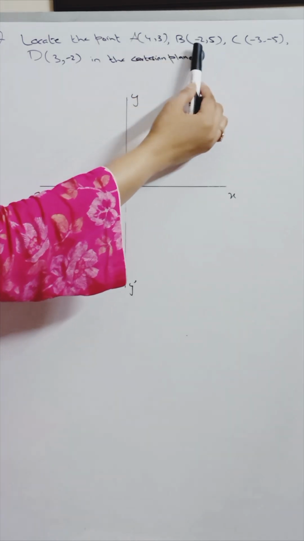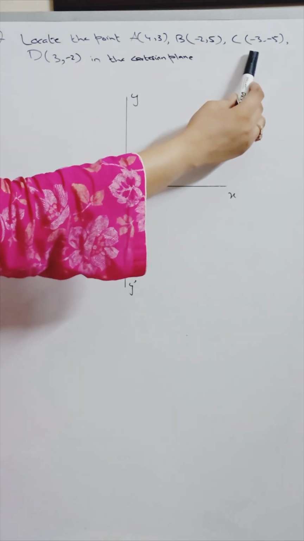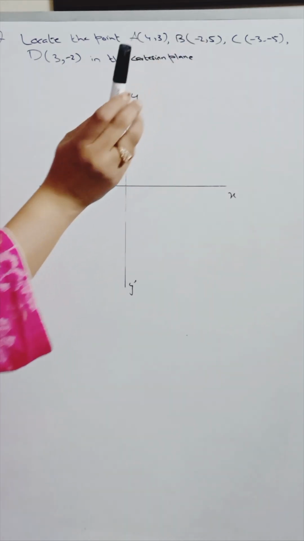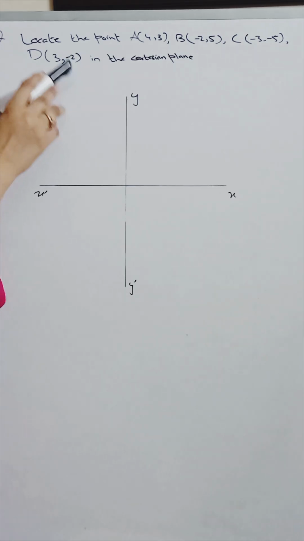For B (-2, 5), x is -2 and y is 5. Now see, for C, x is -3 and y is -5. And the last point, (3, -2): the first is the x coordinate, that is 3, and the second is -2, the y coordinate.